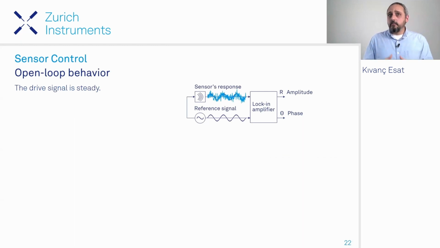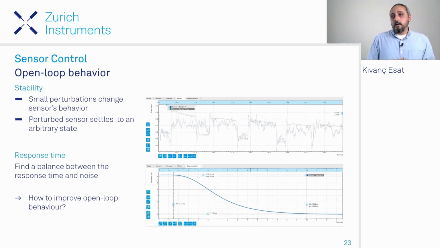So far we looked at the open loop behavior. So the drive signal was steady. What is the problem there? Here I'm showing a proximity sensor. When we perturb the sensor, of course, its behavior changes. We look at the amplitude and phase of its response. But once the sensor settles, it doesn't settle to the same spot. It actually settles to an arbitrary state. And this makes it very hard to characterize its behavior.